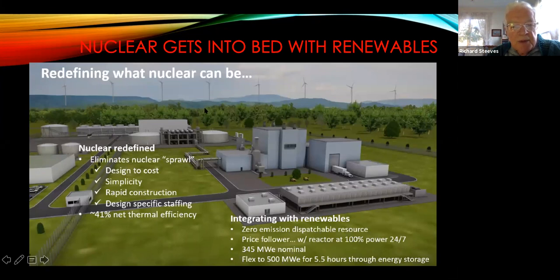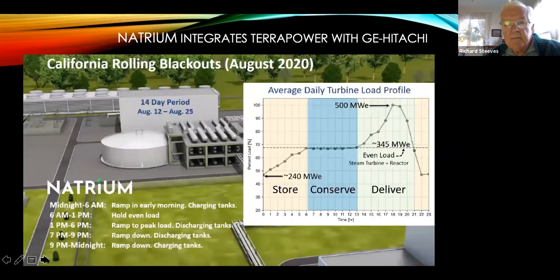The next slide will show you just this part of the image, with a daily turbine load profile. The company that's involved in this is called Natrium. Perhaps they're using the Na for sodium, but it integrates TerraPower, one of the existing companies, with General Electric Hitachi, another company. And they're thinking about a 14-day period in California when they had rolling blackouts during the fires. They're talking about how they could have gotten around this problem if they had used a small modular reactor of about 345 megawatts. Just thinking of one reactor here.